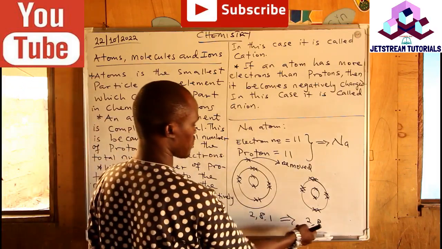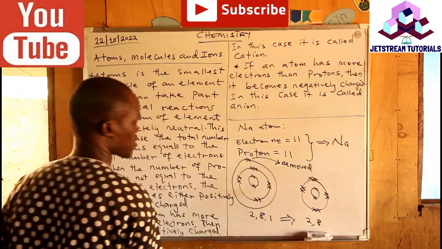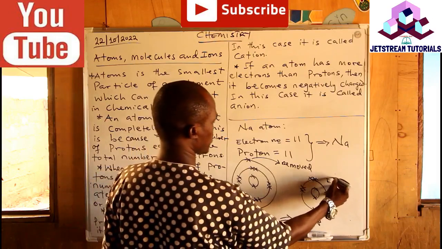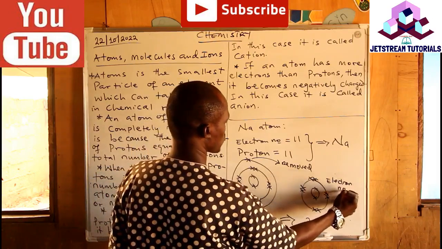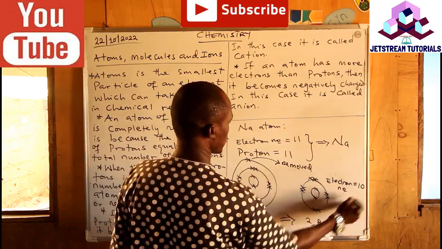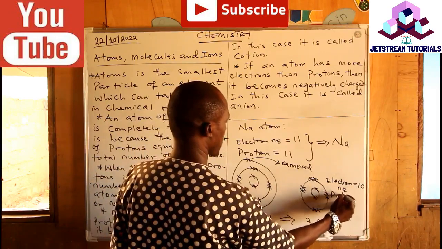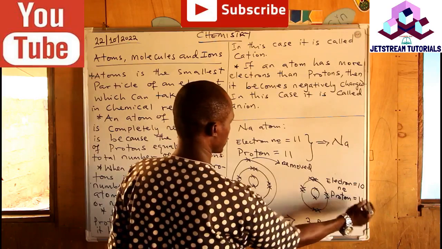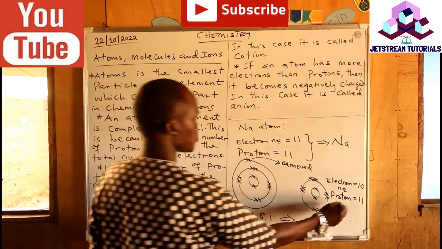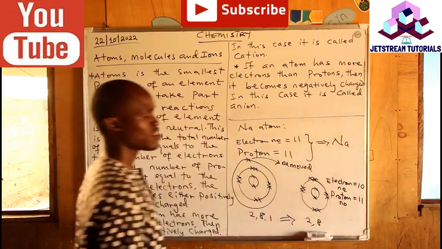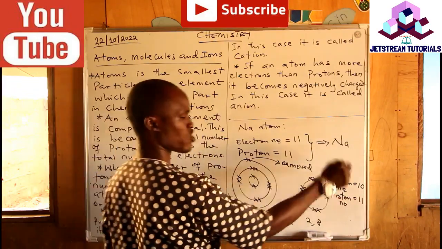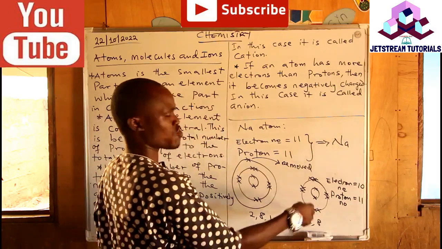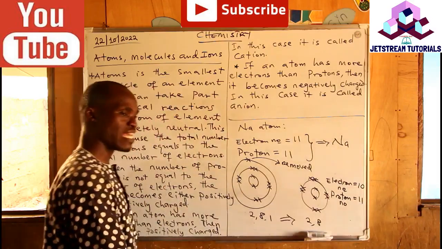So in this case, what next? Look at the number of electrons. Here, the electron number is how many? Electron number equals 10. Proton number equals 11. Okay? So the proton number is not the same as the electron number. The proton number is the atomic number. Sodium is number 11.